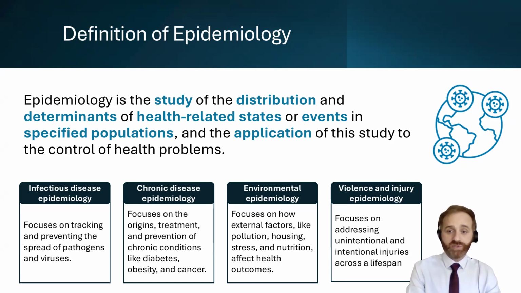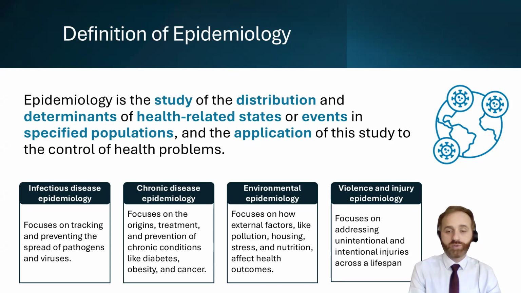There are different types or aspects within epidemiology. For example, epidemiology can be about infectious diseases, focusing on tracking and preventing the spread of pathogens and viruses, for example the coronavirus that happened recently. The other example is chronic disease epidemiology, where the focus is on the origin, treatment, and prevention of chronic conditions such as diabetes, obesity, or cancer.